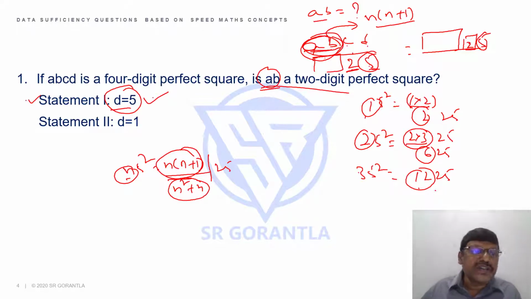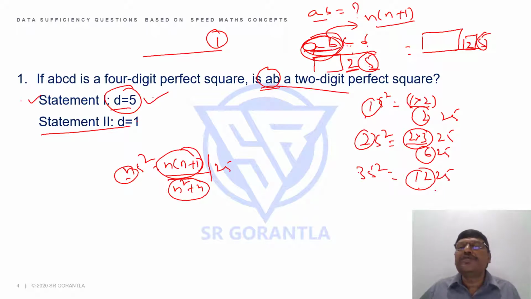So we could conclude the answer for this question with the help of this. So first statement alone is sufficient. What about statement 2, students? D is 1. Students, if a perfect square is ending with 1, is this AB a perfect square or not? You cannot answer like 5, because I tell you 2 examples. If it is 1681, is it a perfect square? It is 41 square, so yes, this 16 is a perfect square.